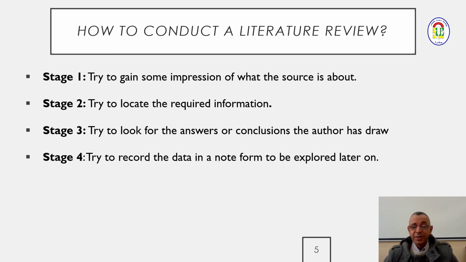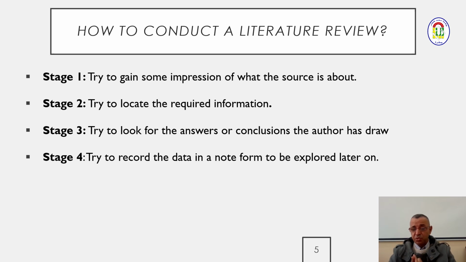And in stage four, after we find some answers to some questions we have raised, and some conclusions that are useful for us, then we go to the stage that is very important in the literature review, which is to record the data. Generally, we do that in note form. In note form, we don't give details, and we have to be very careful here. We have to mention the reference from which we have taken the source.